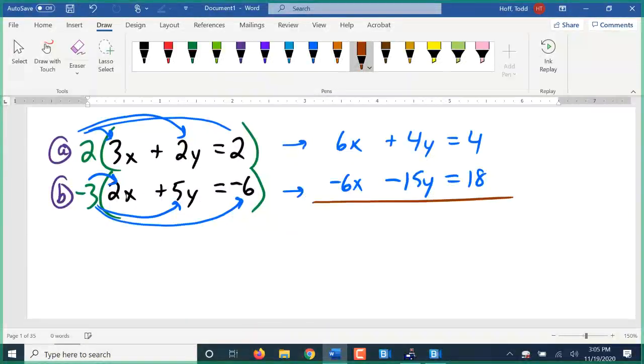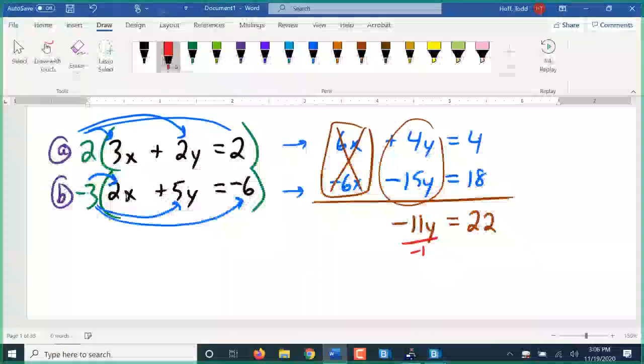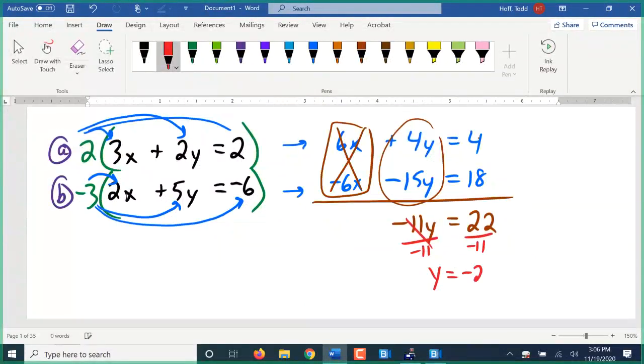Now, again, it's set up in the right order, and we see that if we add the equations, the x will be eliminated. 6x plus negative 6x cancels out. 4y plus negative 15y is a negative 11y. 4 plus 18 is 22. So we've eliminated the x. Now we can solve for y. We'll divide by a negative 11 to get y equals negative 2.